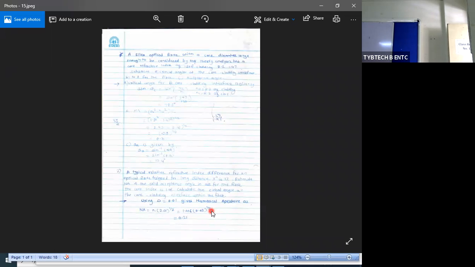NA is equal to bracket N1 square minus N2 square, raised to 1/2. If we take the square on both sides, NA square is equal to N1 square minus N2 square. Here you can calculate N2 square is equal to N1 square minus NA square. What is the value of NA? 1.46 square minus NA square. What was the value of NA? 0.20 square. From this you first calculate the value of N2.